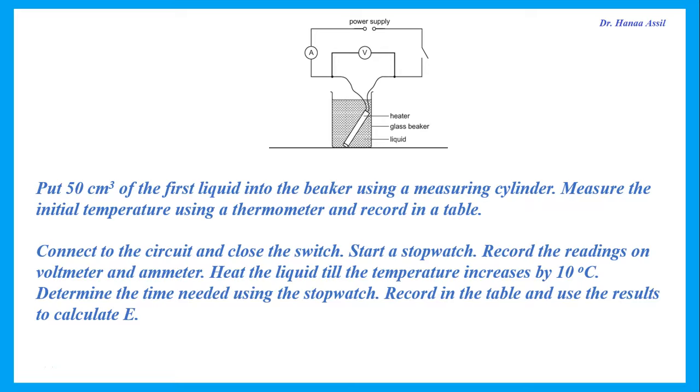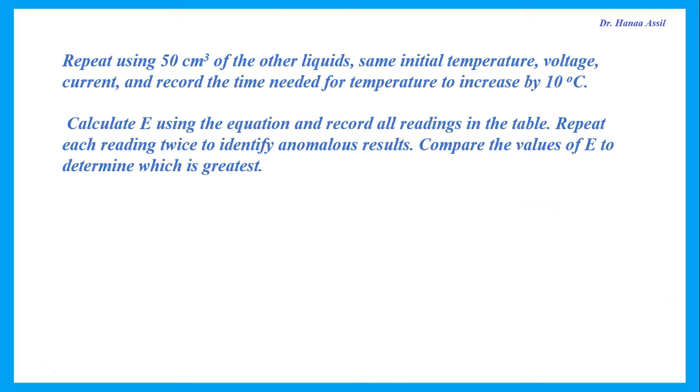And we will record the readings on voltmeter and ammeter, heat the liquid till the temperature increases by a certain amount. So either we heat it for a certain amount of time or we heat it till the temperature increases by a certain amount. Determine the time needed using the stopwatch, record in the table, and we use these results to calculate E. Of course, you're going to repeat using 50 centimeter cubed, so the same amount of the other liquids, same initial temperature, same voltage, same current, and we're going to record the time needed for the temperature to increase by the same amount.